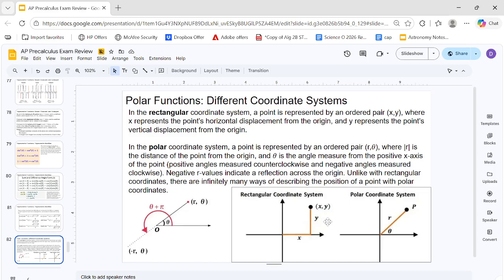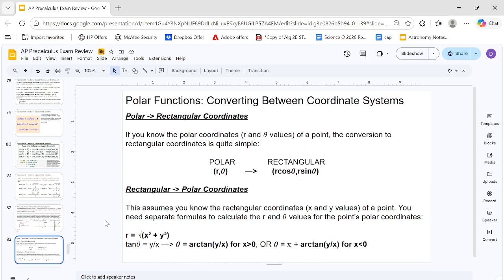Rectangular coordinate system, it's about displacements from the origin. Polar, it's r theta, where r is the distance from the origin, and theta is the angle that it's getting rotated by. So this picture is kind of helpful, I think. If you're going from polar to rectangular coordinates, you just do r cosine theta comma r sine theta.